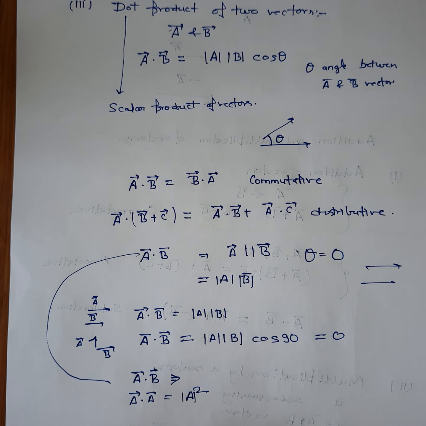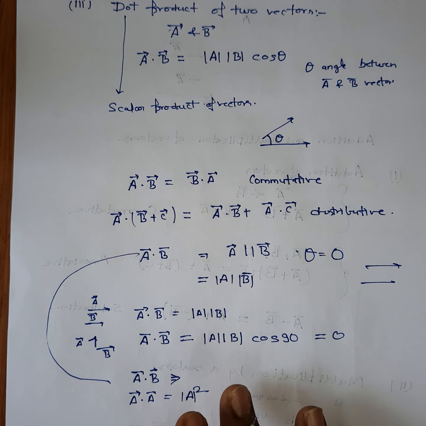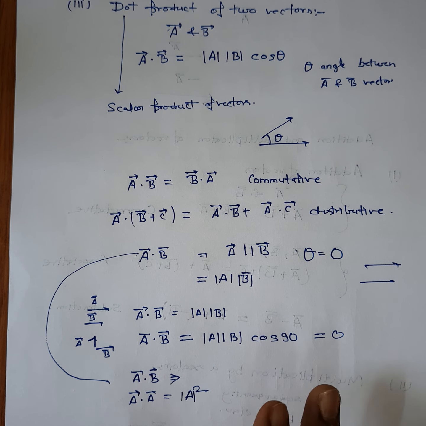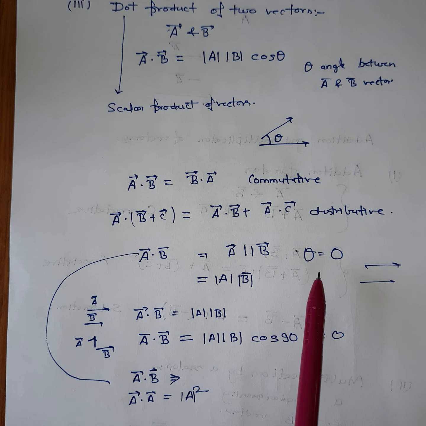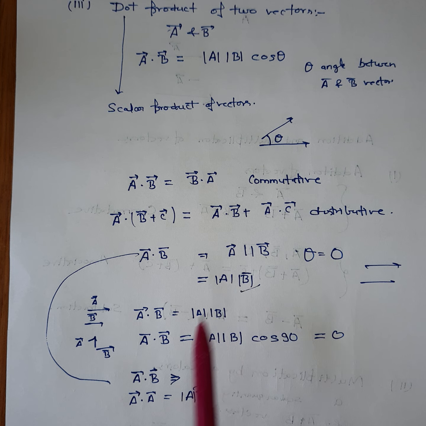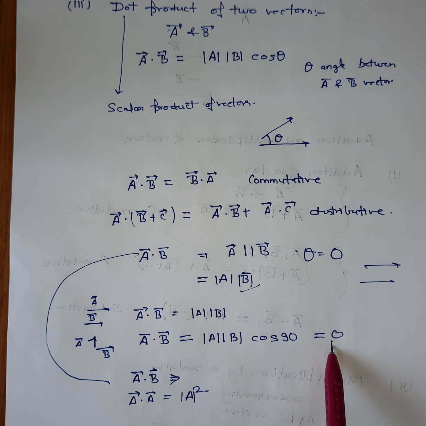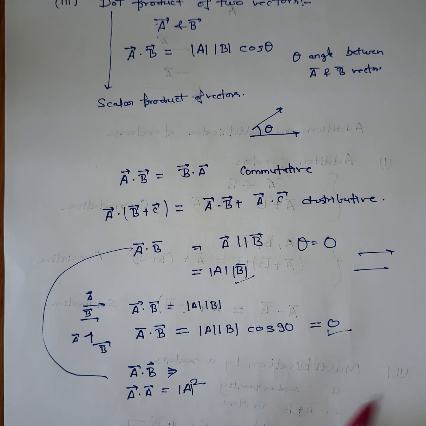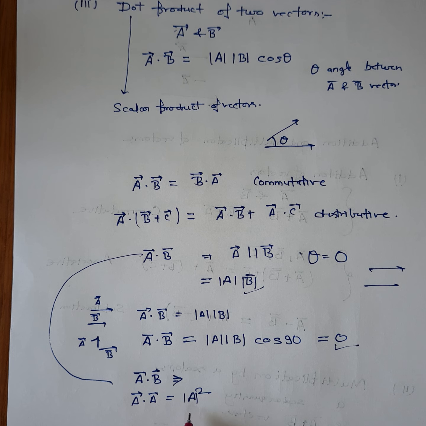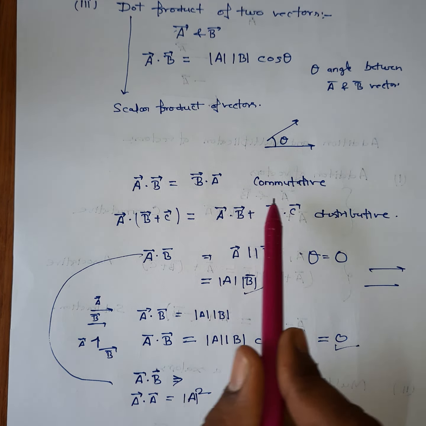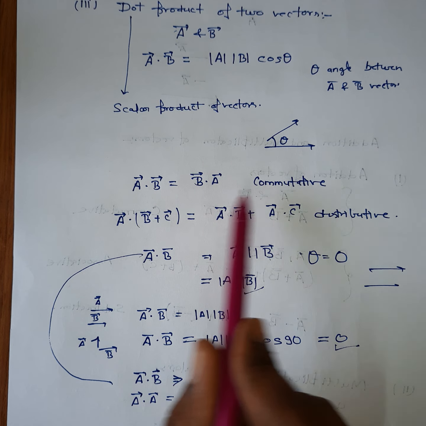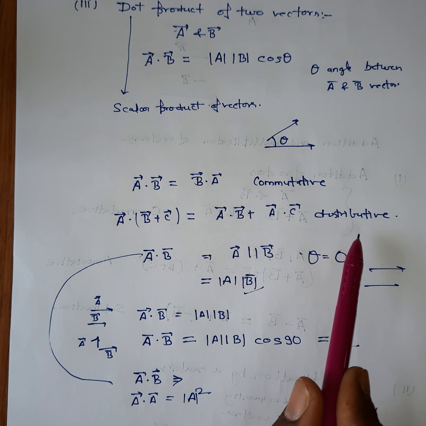So these are the properties of the scalar product, in which we have noted that if two vectors are parallel, they can be written like this. If two vectors are perpendicular, their dot product or scalar product will be 0. If you take the dot product of the same vector, it will be equal to the square of that. And we have also noted that the scalar product is commutative and distributive.